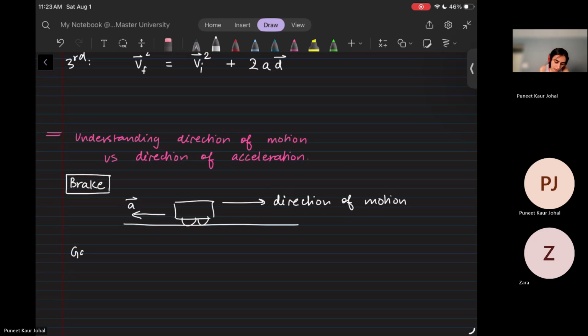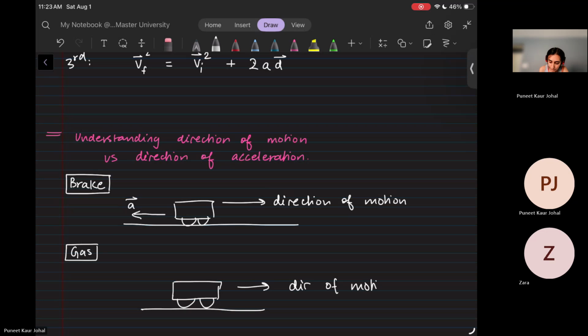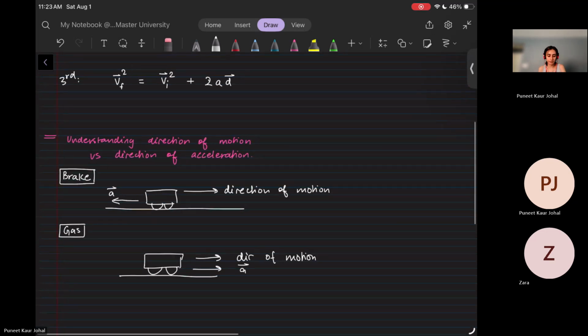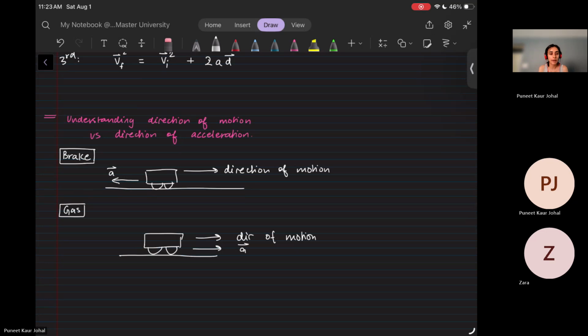And then when you hit the gas pedal, you're trying to accelerate forward. So the direction of motion and the direction of acceleration are in the same direction. Now, how does that impact your equations above?